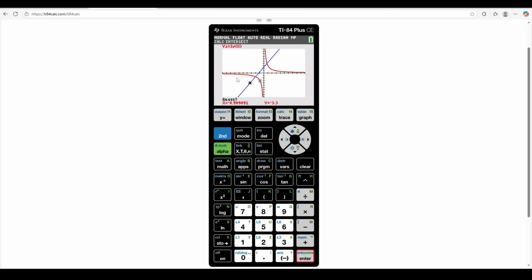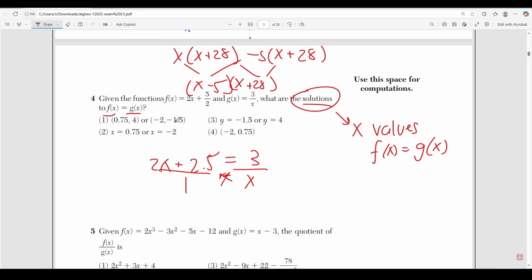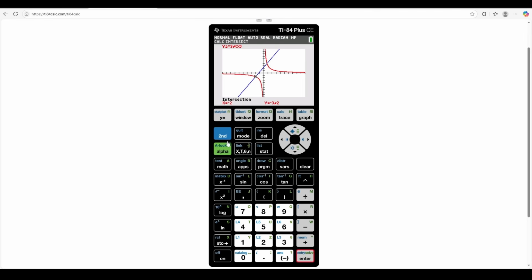And when it asks you to guess, you're going to place your cursor on where you think they intersect. So I think they intersect around here. And it's going to tell you that your intersection is at x is equal to negative 2, okay? But remember, there's 2 points of intersection, so we'll find the second one.